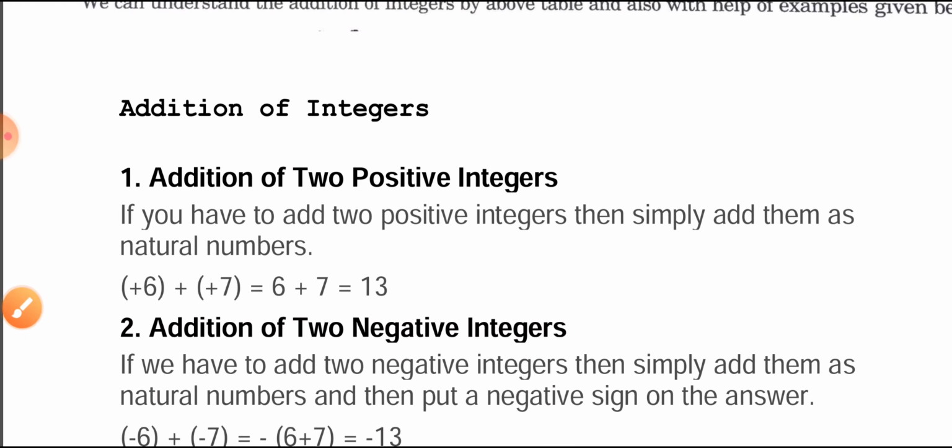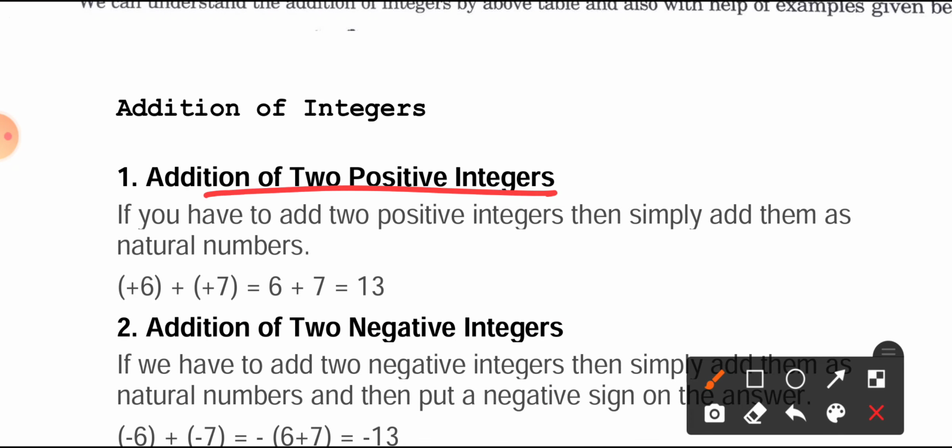So addition of integers, addition of two positive integers. If you have to add two positive integers, then simply add them as natural numbers. Any two positive integers, like 6 and 7, both are plus only, so directly you have to add, as we are adding natural numbers. So 6 plus 7, 13.